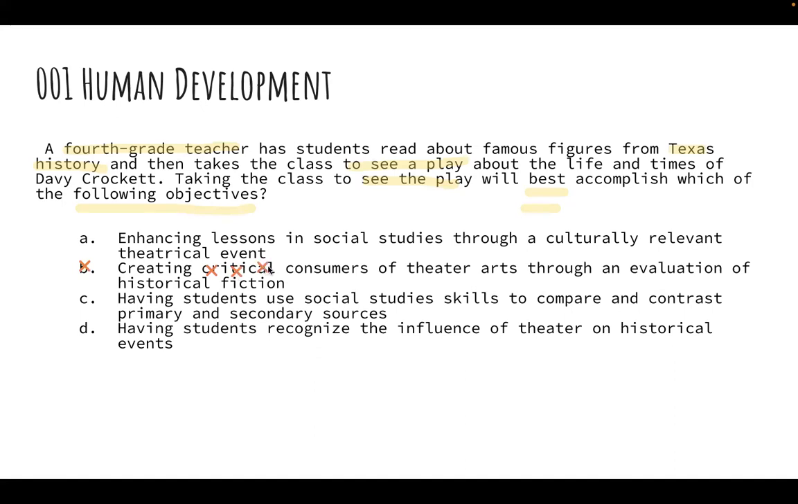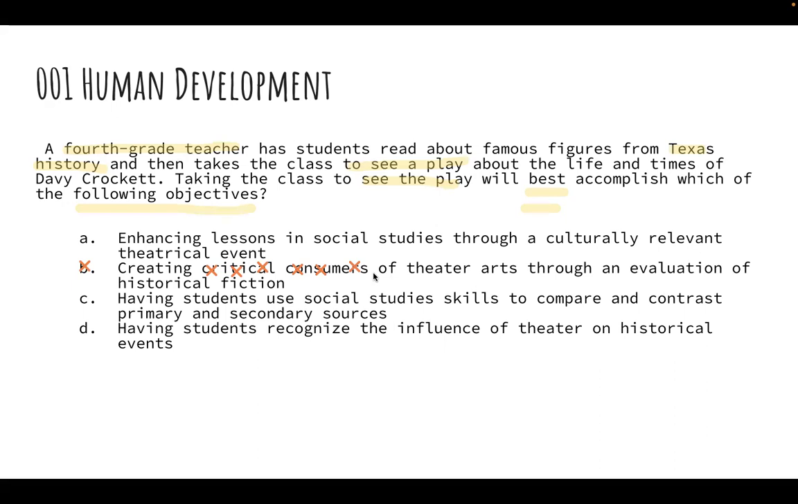Critical consumers. They never said anything that she taught them about critical analysis or criticism of the theater. So no, they're not going to become theater critics after this event. That's not the main objective. What else can we pretty reasonably bet ourselves is not the right answer?